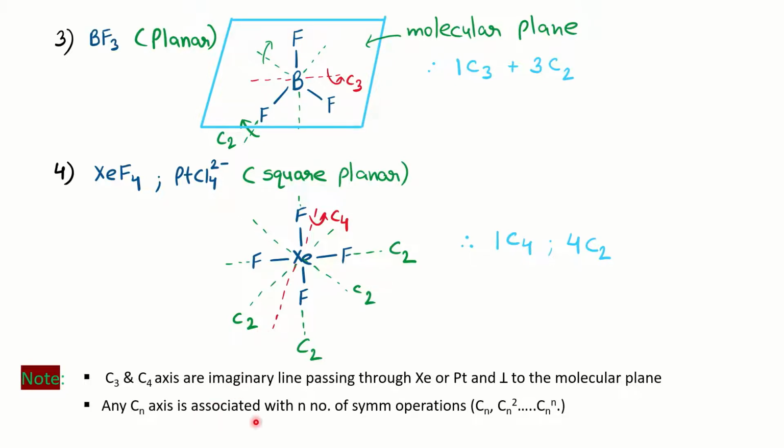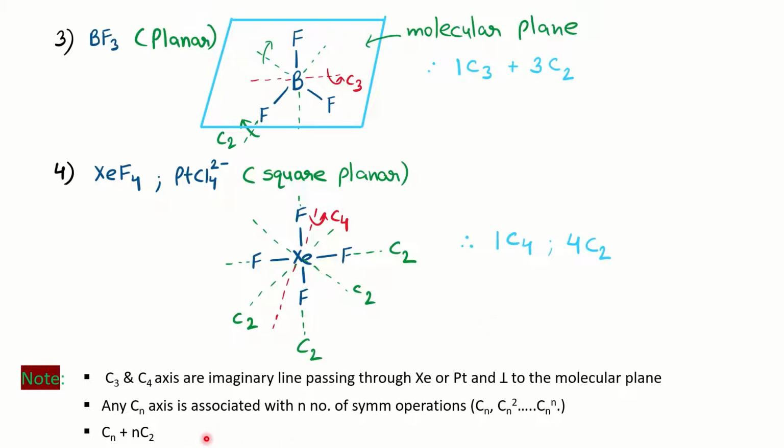And any Cn axis is associated with n number of symmetry operations that we have seen. If you are having C3 here, we represent C3^1, C3^2, till you achieve C3^3, right? So it depends, the Cn will go till Cn^n operation. And finally you have n C2. If you notice here, we have a C3 axis, then we will be having 3 C2. We have a C4 axis, then 4 C2 will be there.